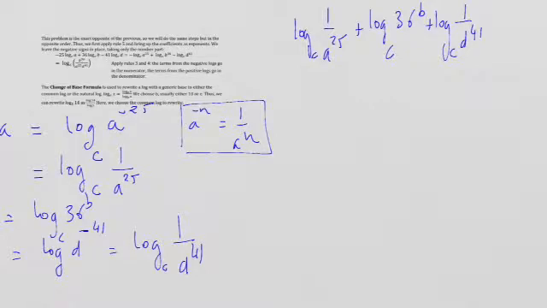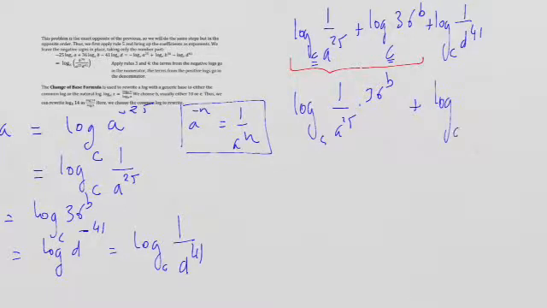Now I'm using my rule of exponent. Log base plus log base equals the multiplication of the two logs, and so I'm getting a log base c. I got the same base in my two logs, which is very important. So 1 over a to the 25 times b to the 36, and I finish my equation with plus log base c of 1 over d to the 41.